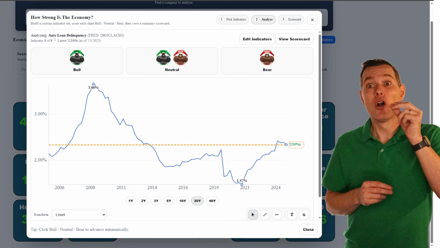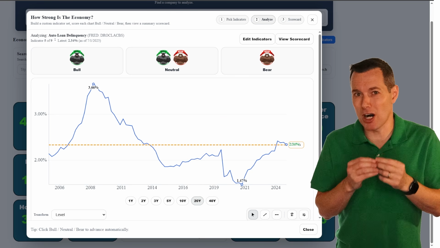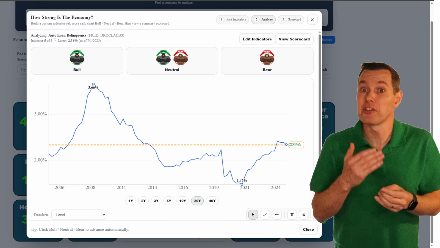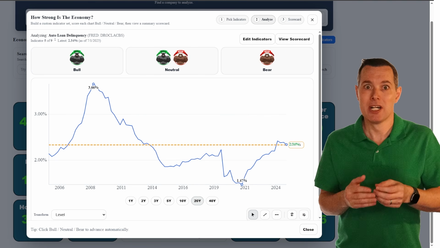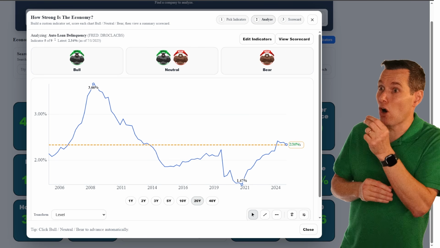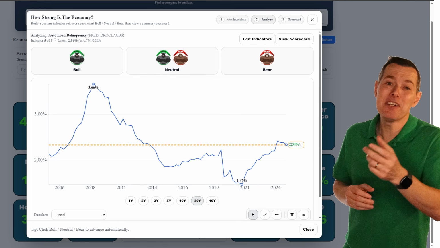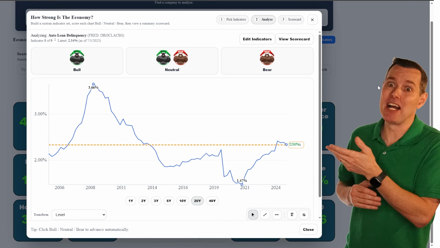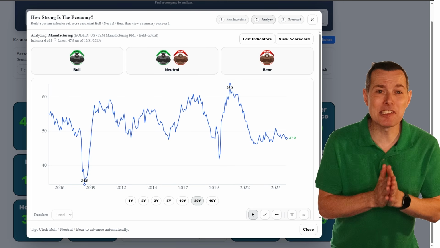I chose auto loan delinquency because I figure if you're running into financial problems, you probably stop paying your credit cards first. Then you stop paying your car. Then you stop paying your mortgage. So these are people that are late on their car payments, this is very clearly a sign for the bears. I mean, look at this current level compared to the history. So that's an easy point for the bears.